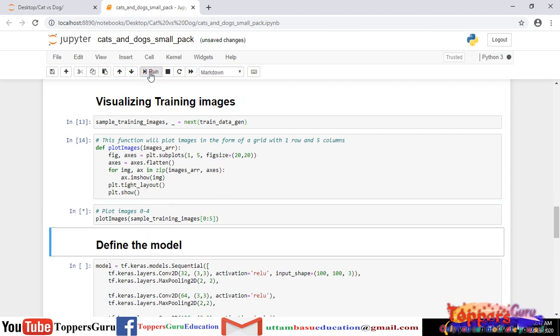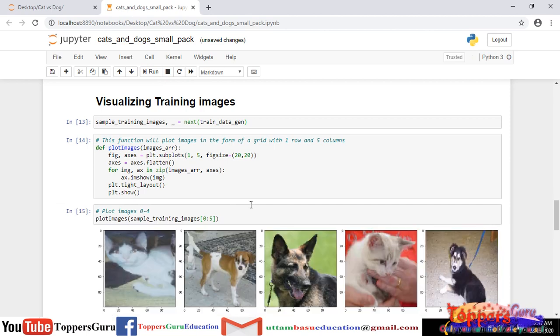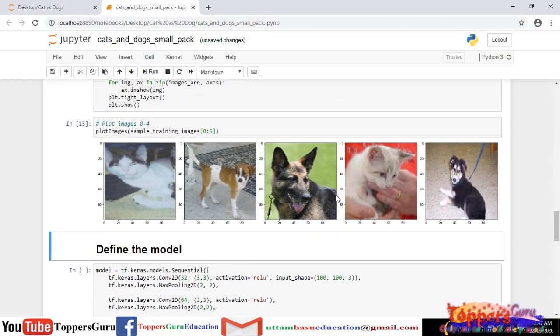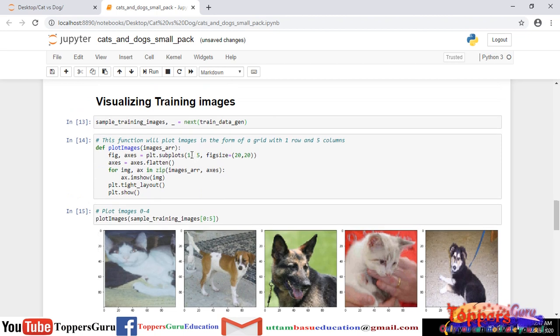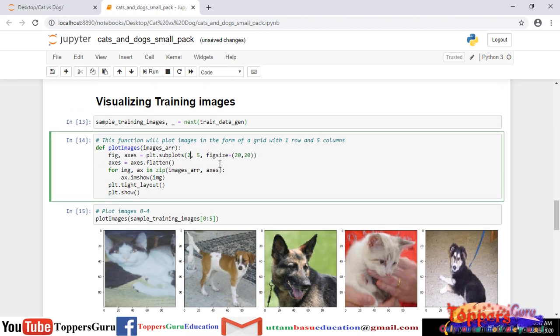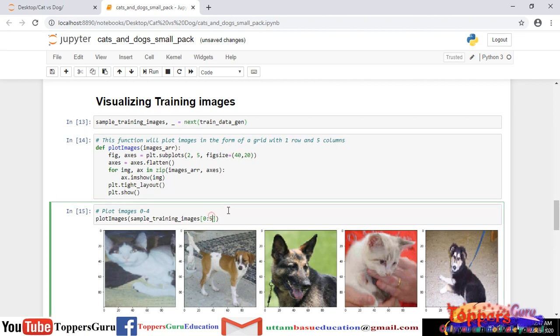See the output images here, 1 to 5. Then 5 images printed. That means cats, dogs, cats, dogs, all are present here. If I want, I can see more images. Suppose I change it to 10 and figure size 40 by 20. So I can print a total of 10 images, 0 to 10. That means 1 to 10.